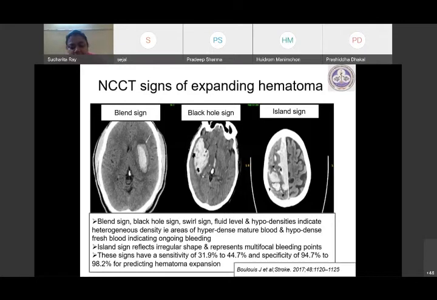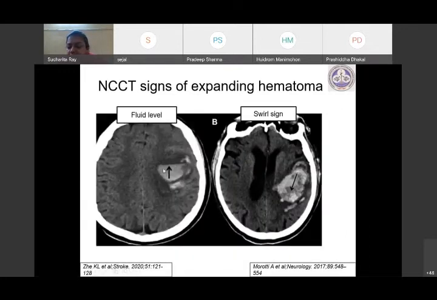When you do find the bleed, apart from the volume, it is very important to find out whether the bleed is expanding or has expanded, because an expanding bleed is a very crucial thing to manage. And we have so many signs in neuroradiology. The blend sign, where you can see a shadowing area, or the presence of black holes, or separate areas of hypodensity which are separated from a relatively hyperdense area. We also have the presence of fluid levels, or the swirl sign, like when you're swirling your coffee which has cream on top of it, and you then have a mixed picture.